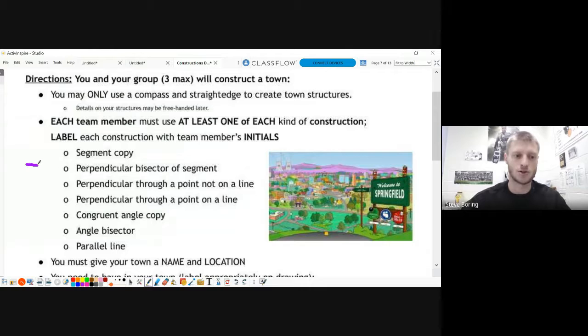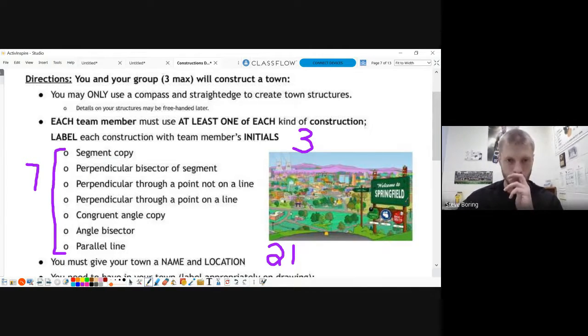So there are 7 constructions. Here's the constructions that you're using. The equilateral triangle and the 45 and 30-degree angles you don't have to include, but you can. Each person in the group needs to do each of the 7. So that means if there are 3 people in your group and each person has to do each of the 7, that is 21 constructions you're looking for. If there's 4 people, that's 28. If there's 2 people, there's 14. Each of you has to do each of them.